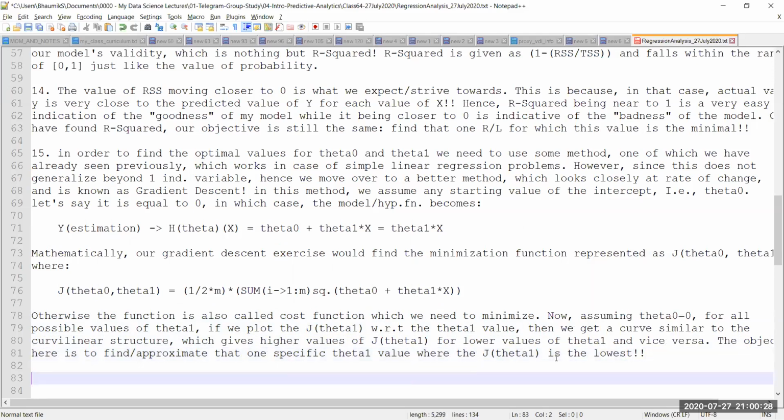So this is the entire exercise that we do when it comes to gradient descent. That is what gradient descent is all about. Once we plot, as we have seen in the last function, we get something similar to a contour plot.